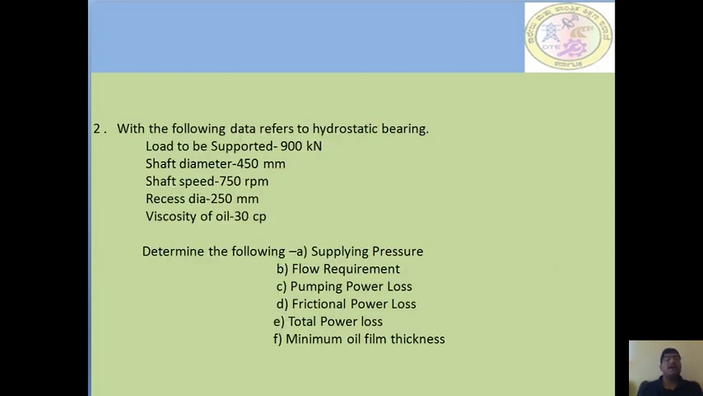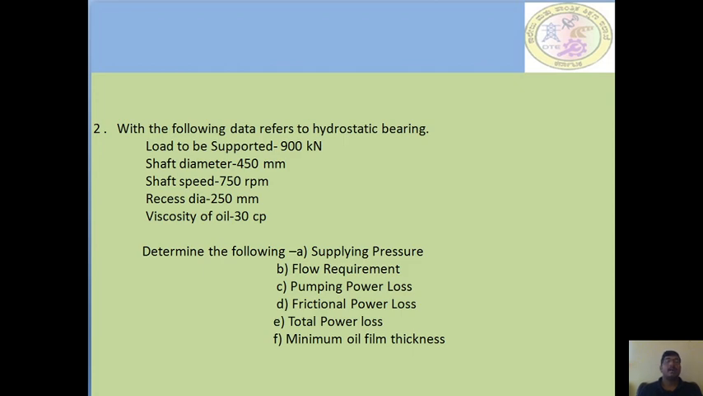In this second problem, just go through the problem. The following data refers to a hydrostatic bearing. The load to be supported is 900 kilonewtons. Shaft diameter is 450 millimeters. Shaft speed is 750 rpm. Recess diameter is 250 mm. Viscosity of the oil is 30 centipoise. Determine the following: supply pressure, flow requirement, pumping power loss, friction power loss, total power loss, and finally minimum oil film thickness.